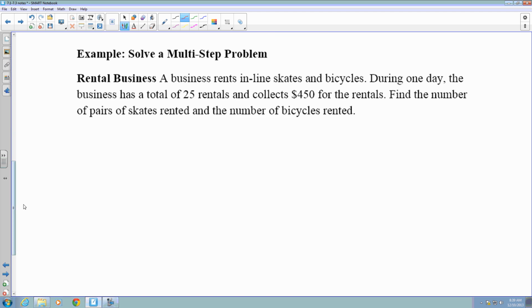Next one. A business rents inline skates and bicycles during one day. The business has a total of 25 rentals and collects $450. Find the number of pairs of skates rented and the number of bikes rented. Well, first, they didn't give us this information, but we need this information. The skates cost $15 to rent, and bikes cost $30 to rent. We need that information because one of our equations is going to be just the number of skates and bikes, and the second one is going to be all of the costs of everything.